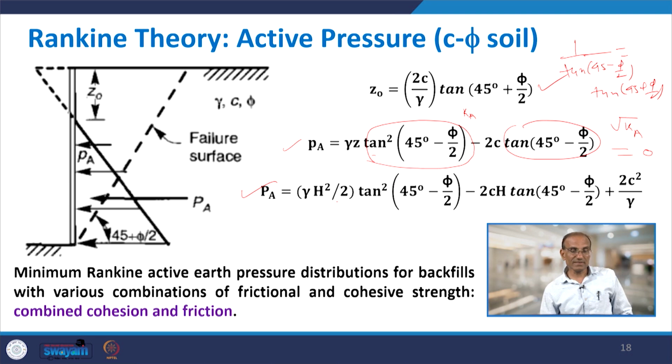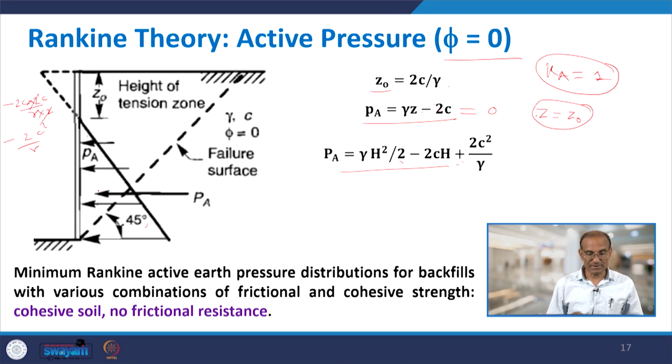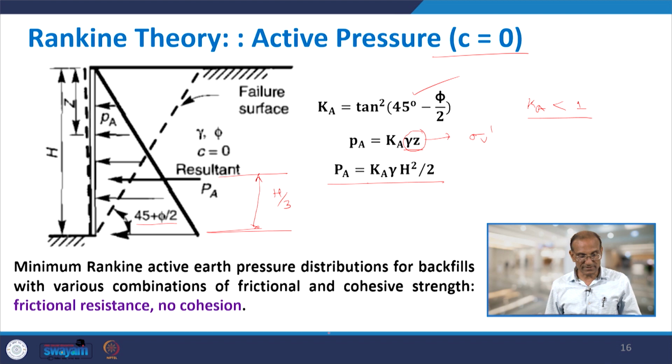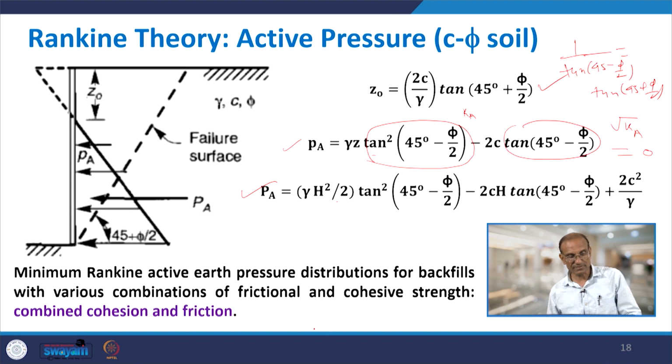In this case again the failure surface will make an angle of 45 degree plus phi by 2 with the horizontal. When you have phi equal to 0, naturally this angle will become simply 45 degree. So, this was the case. So, this is how to deal with the C phi soil using the Rankine theory.